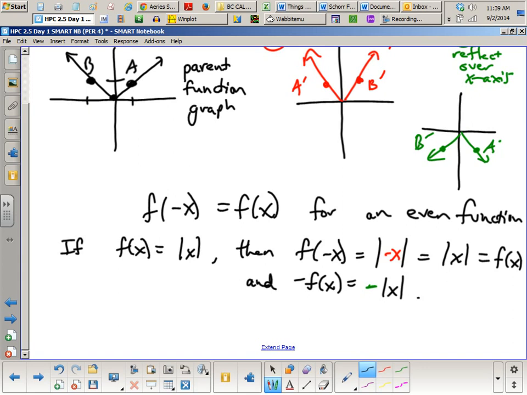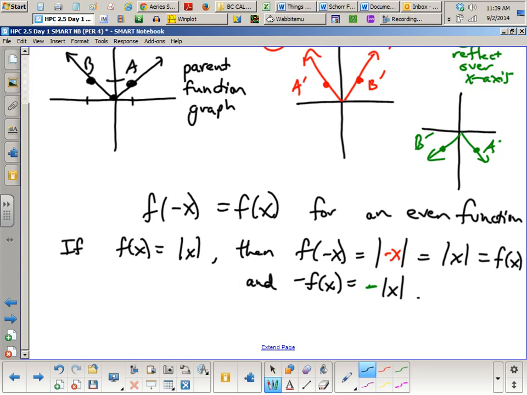Does it bother you that absolute value of negative x is not x? Is it bothering anyone still that absolute value of negative x? You cannot just change that to x. Raise your hand if that's bothering you. Okay? We'll see.